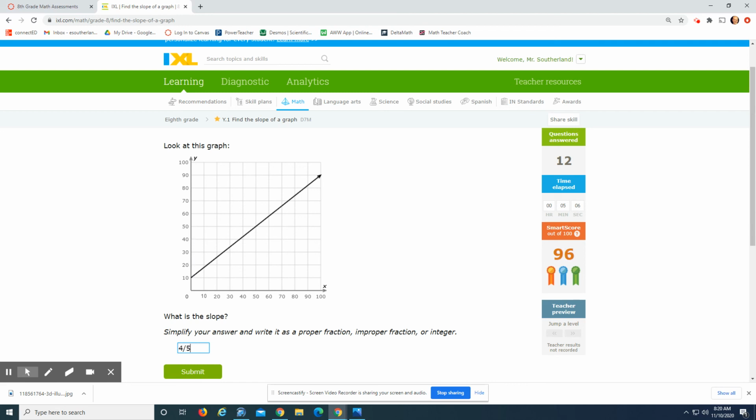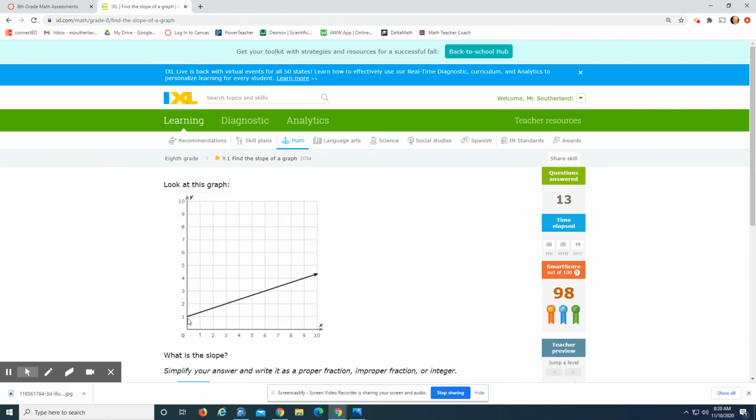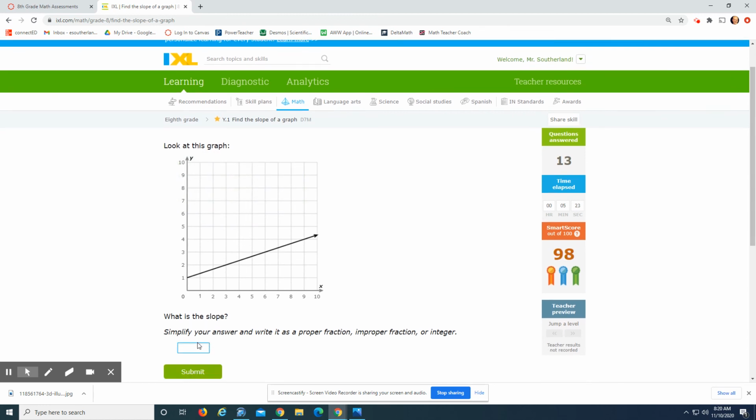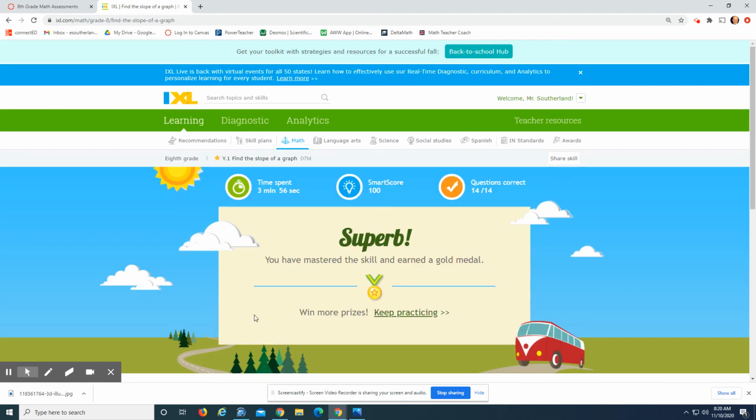One thing I want you to notice is how this is counting by tens. So technically it's 10, 20, 30, 40, but it would be 40 over 50, which reduces to 4/5. Right here to right there, it rises 1 and runs 3, so 1 over 3. And then we've got a perfect score. Anything over 80 is extra credit. 80 is 100.